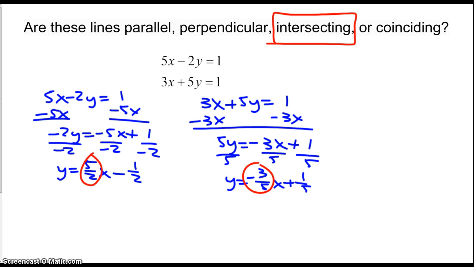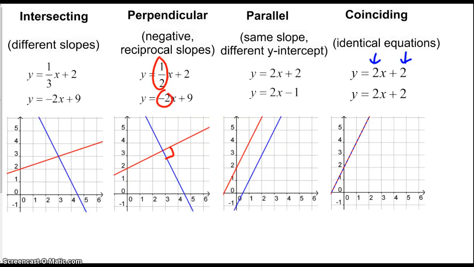Okay, that's all the ones I had. This is the summary right here. There are 4 cases.